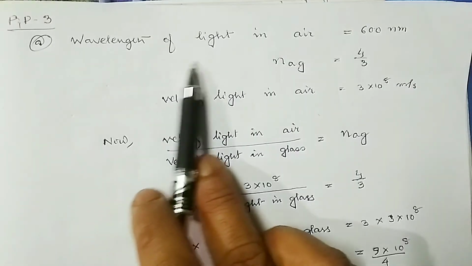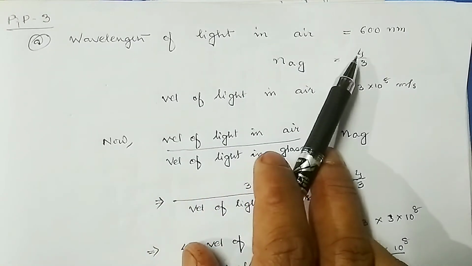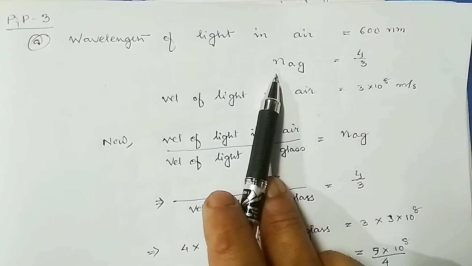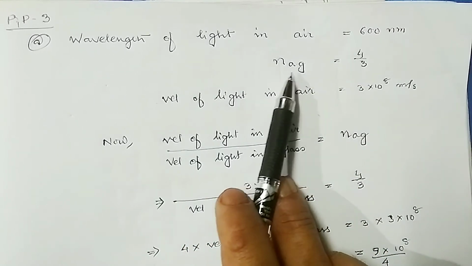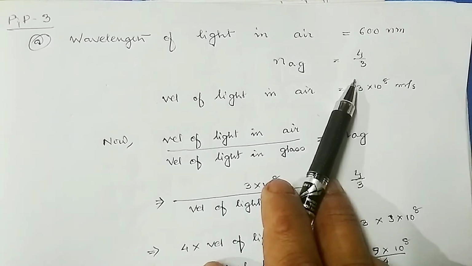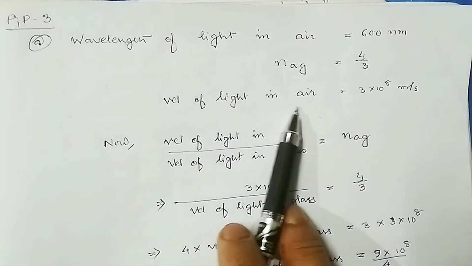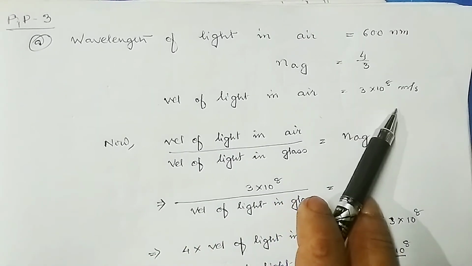Here wavelength of light in air is given, 600 nanometer. Refractive index of glass with respect to air is given, 4 by 3. And velocity of light in air is 3 into 10 to the power 8 meters per second.